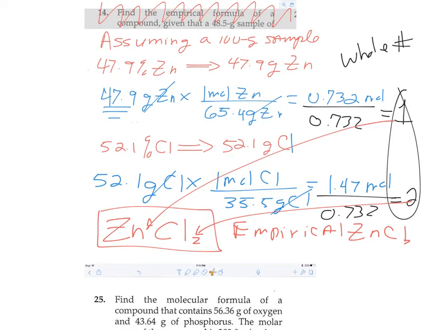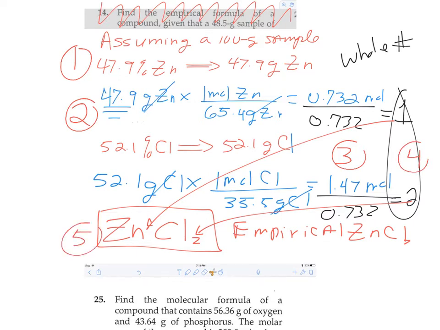Again, to review the most important steps: if you're given percents, assume a 100-gram sample. Turn the grams into moles. Divide by the smallest number of moles. Get your ratio, and then finally turn your ratio into a formula.